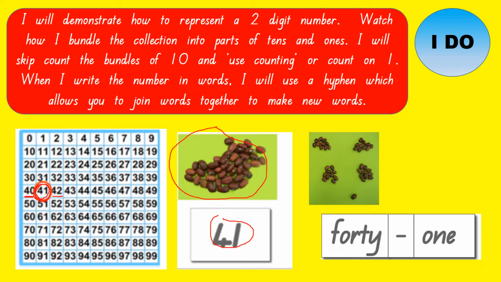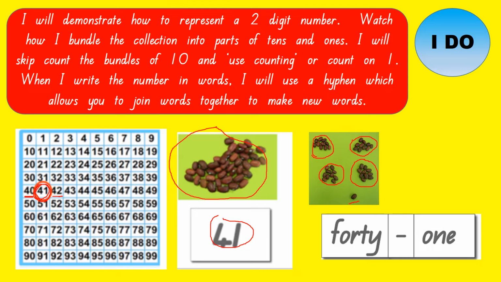The 4 means 40 and the 1 means 1. Now, watch how I have bundled the collection into groups of 10 or bundles of 10. So I put 10 beans in one group, 10 beans in this group, 10 beans in this group, and another 10 beans in this group. And then I had 1 bean left over.